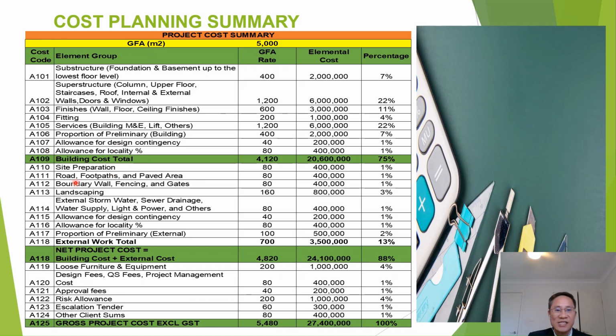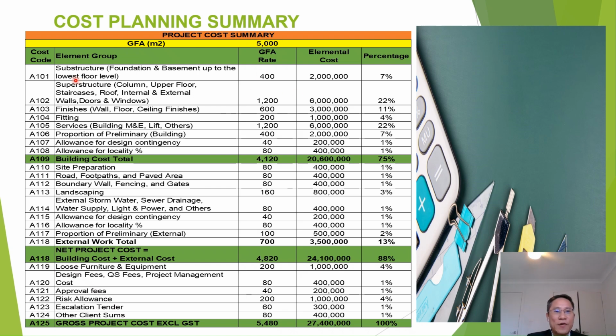As you can see, it excludes site preparation, road, footpath, and paved area, barrier, landscaping, everything not within and below the building. So after making this building cost total, we will use the GFA rate. We will identify the GFA rate by dividing elemental cost by the gross floor area.